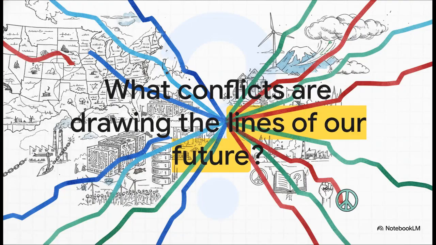So if the map we have today is really just a frozen record of past battles over slavery, land, and industry, it kind of leaves us with a pretty big question, doesn't it? What are the great conflicts of our own time? Fights over data, over climate, over ideology. And what invisible lines are they drawing across our world right now?